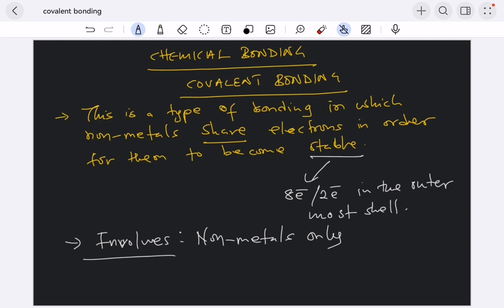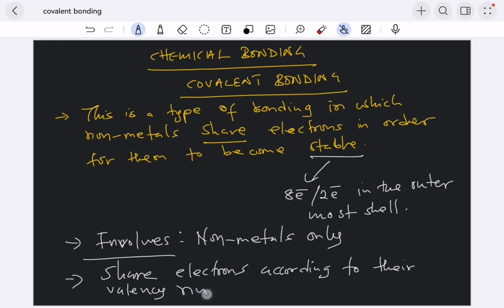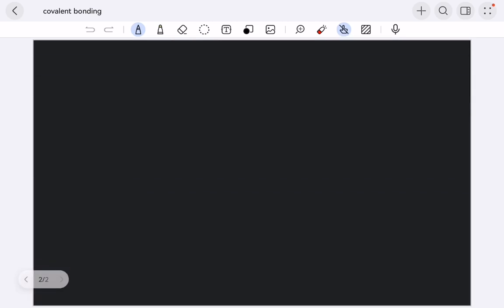And what these nonmetals are going to do is that they are going to share electrons according to their valency number. So they share electrons according to their valency number or numbers.